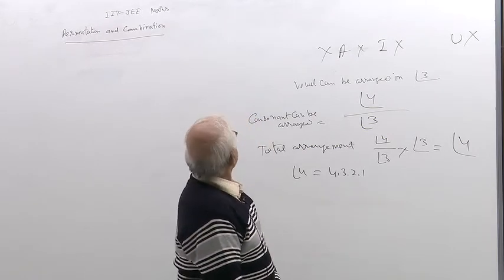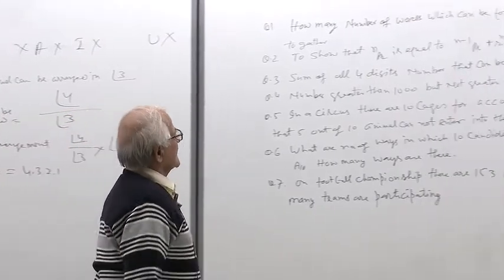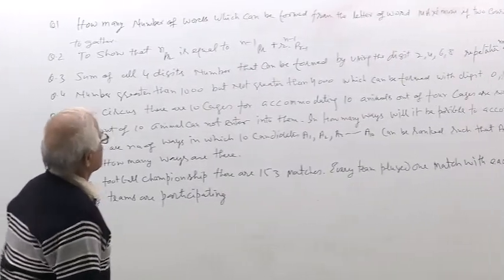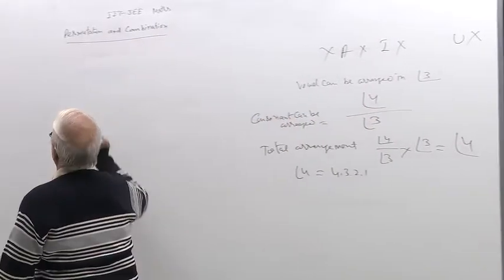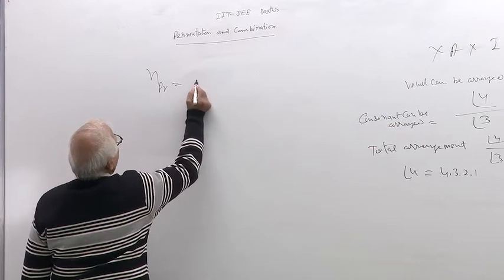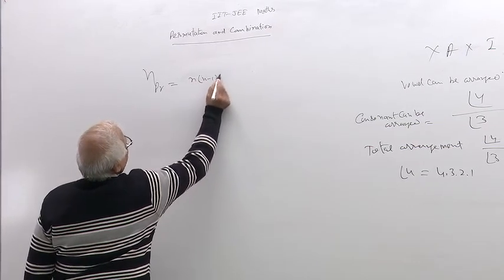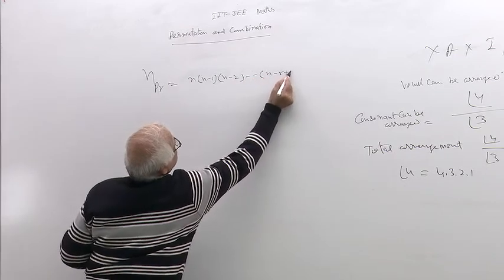Now, we come to question number 2. To show that nPr is equal to this. Now, you should know what nPr is, the total arrangement. We know n into n-1, n-2, up to n-r+1.